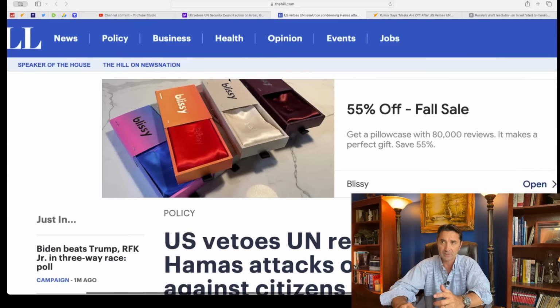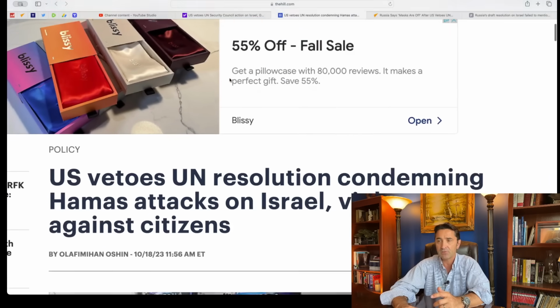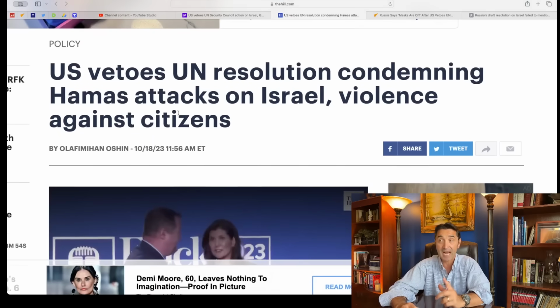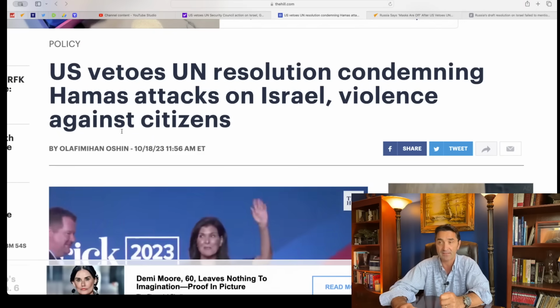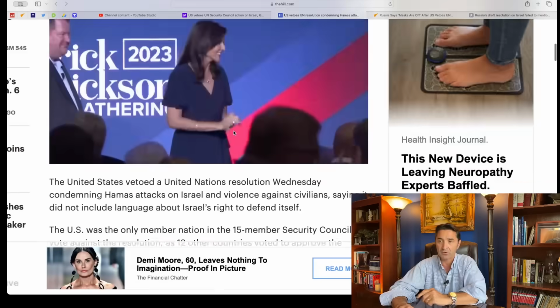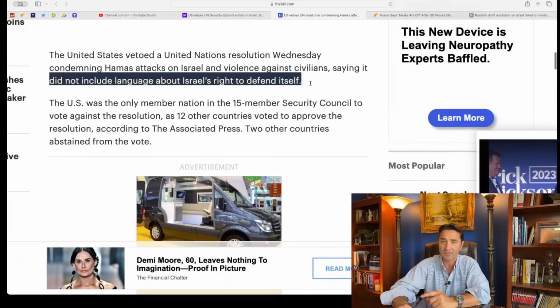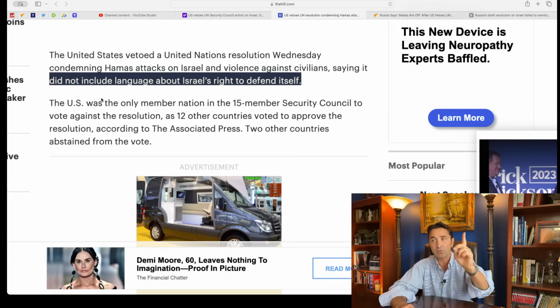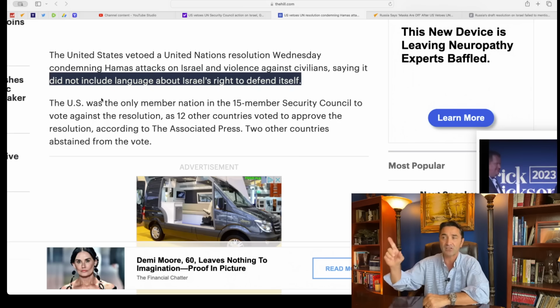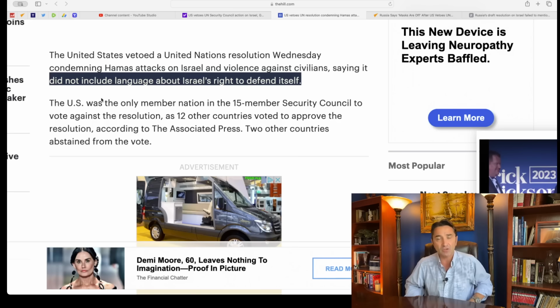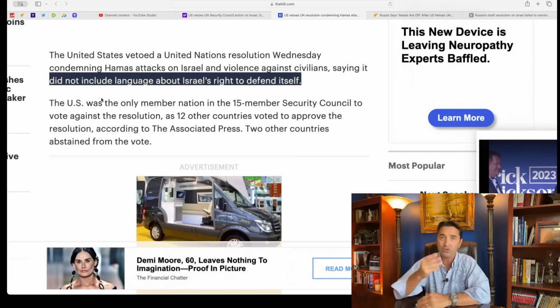This comes from The Hill, right? U.S. vetoes UN resolution condemning Hamas attacks on Israel, violence against citizens. So the United States vetoed it, saying it did not include, this is why they vetoed it, language about Israel's right to defend itself. So if they put in the right to defend itself, they would pass? No, they would find something else. I don't know, your belt has the wrong color, or something.